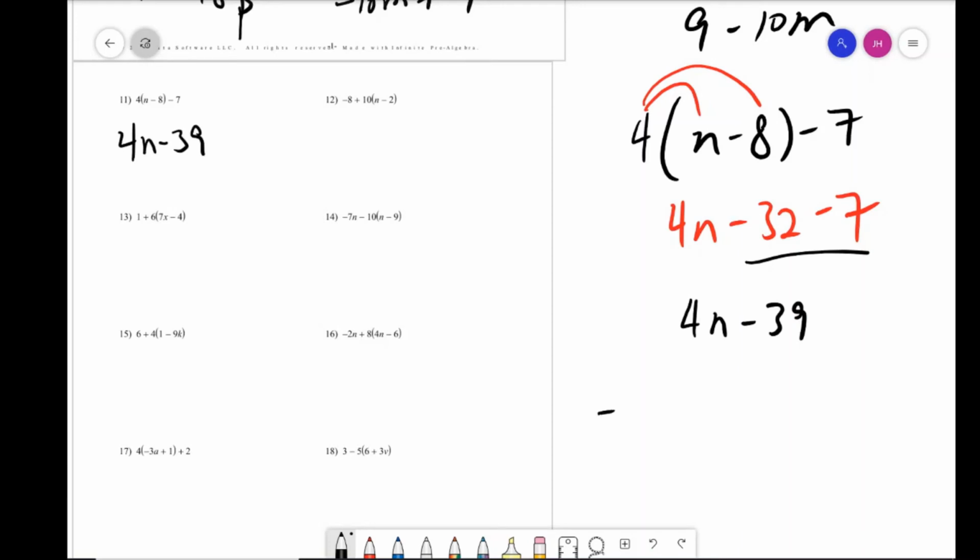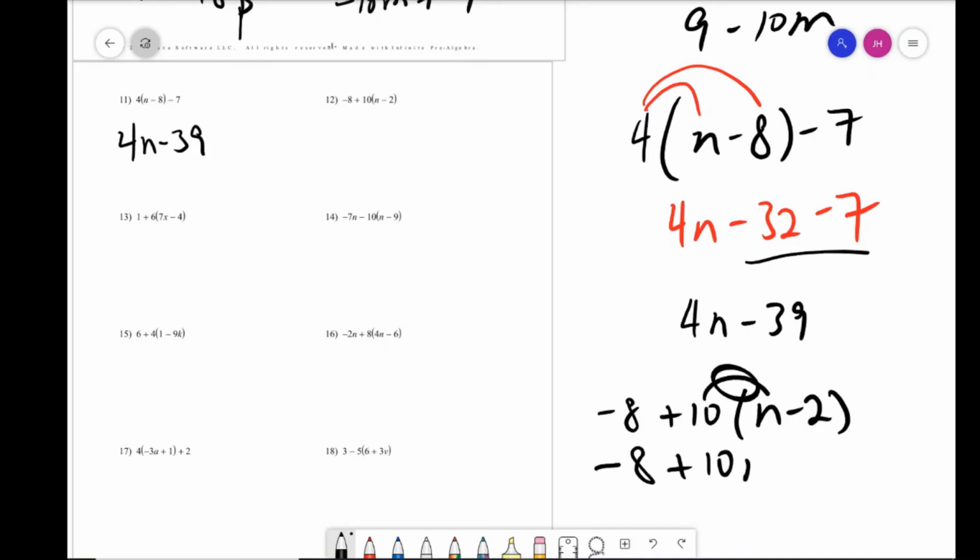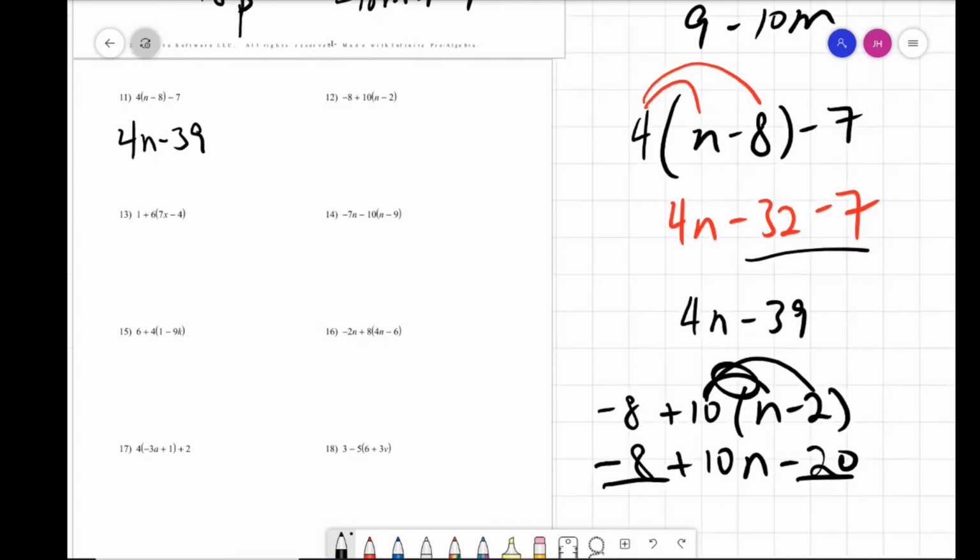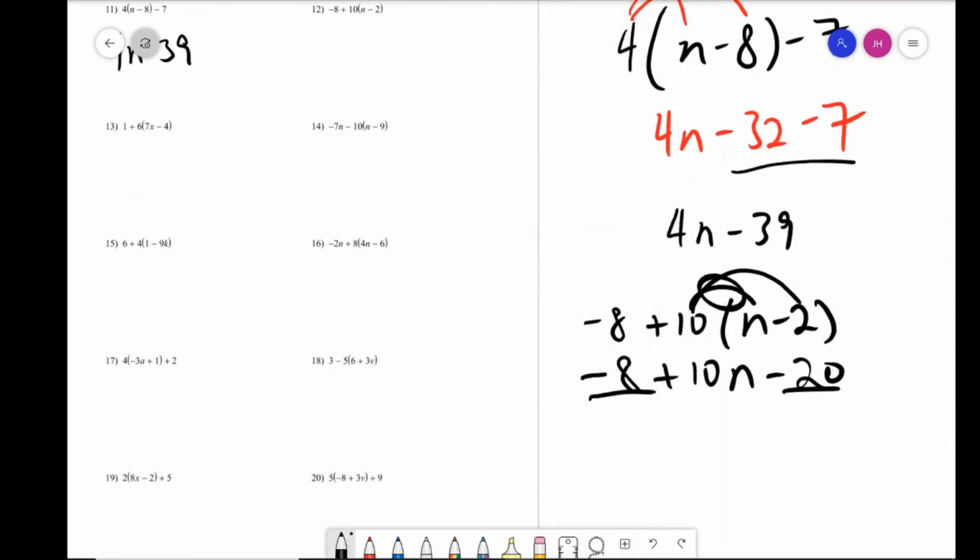Number 12, I have negative 8 plus 10 parentheses n minus 2. This will be negative 8, and then the first distribution will give me plus 10n. Second distribution will give me negative 20. Combining the constant terms of negative 8 minus 20, this will actually give me negative 28 plus 10n.